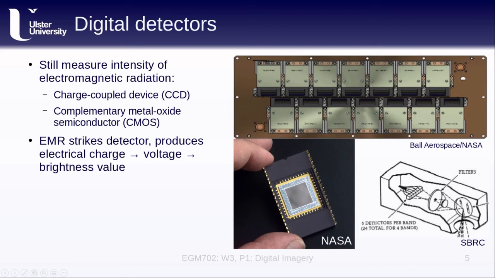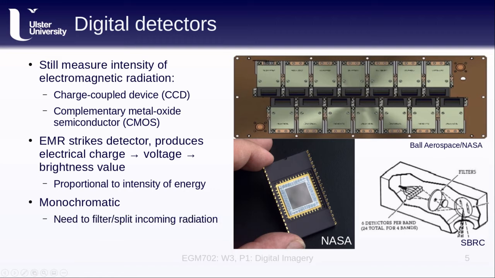The amount of the voltage is proportional to the intensity of the energy, again similar to how a photographic film works. These sensors are typically monochromatic, meaning they only record in a single band or a single wavelength range of electromagnetic radiation. Thus, if we want to record on multiple bands, we need to somehow filter or split the incoming radiation into its component wavelengths.